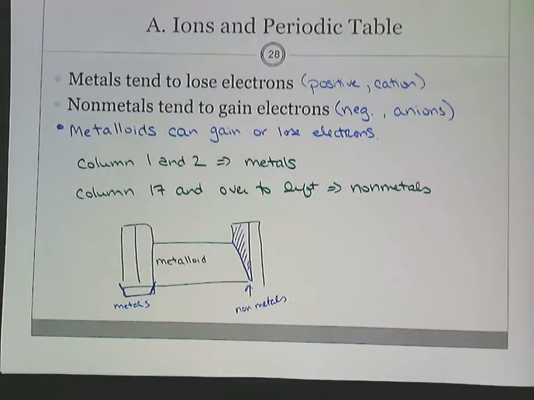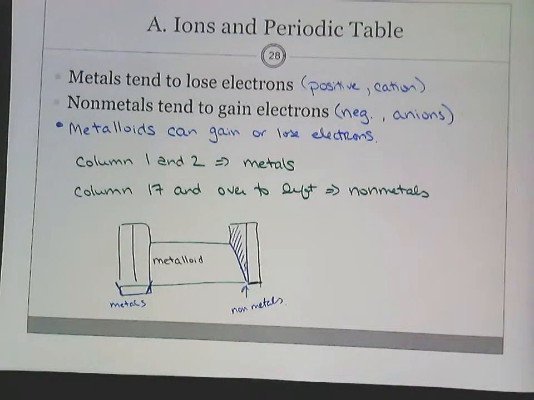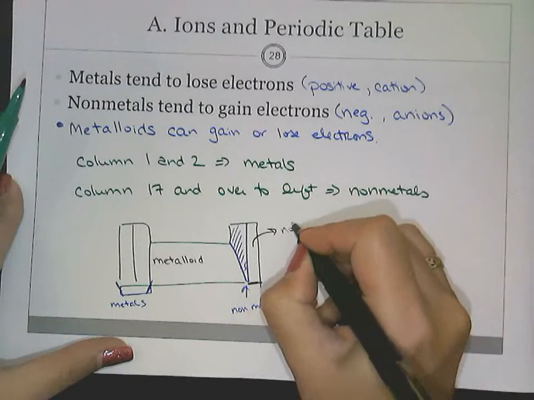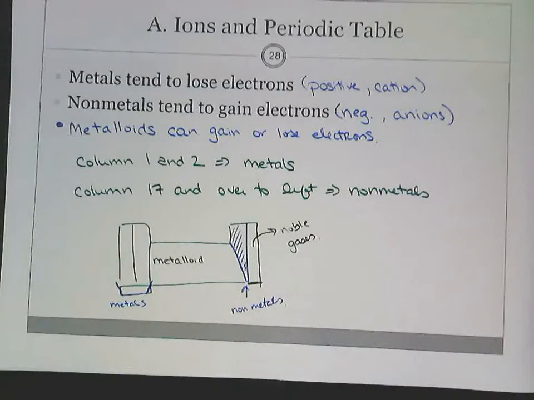What's the name of this column over here on the very end? Right, those are the noble gases. They don't fall into any of these other categories. So there are some special names, right? The noble gases have their own name. Column 18, we call it the noble gases.